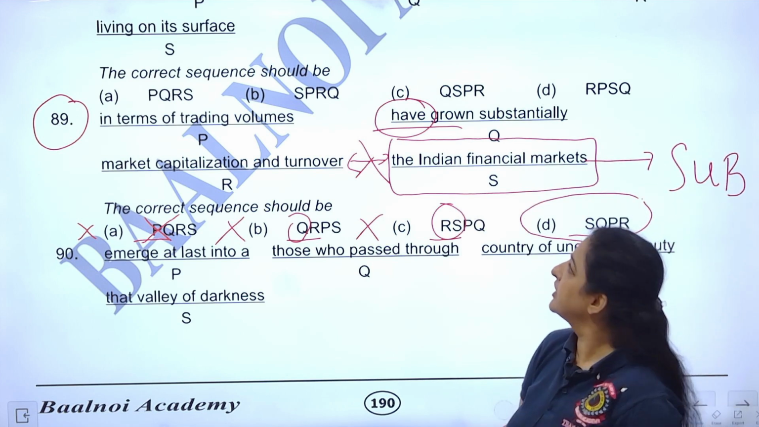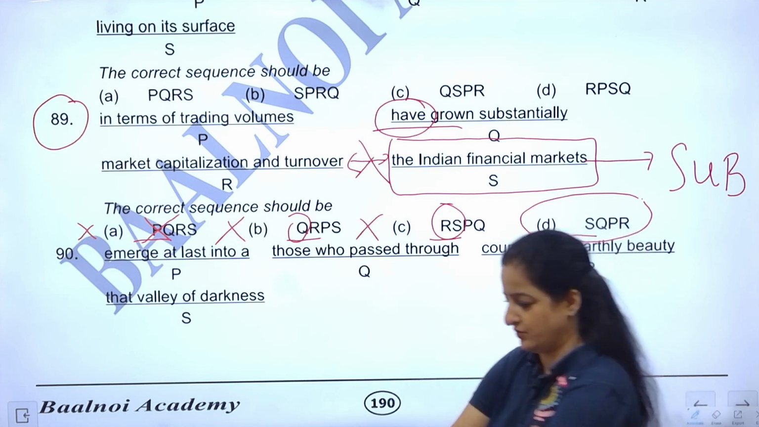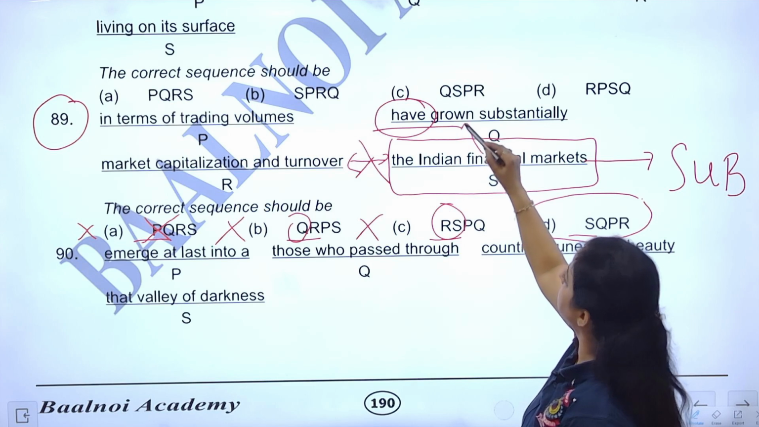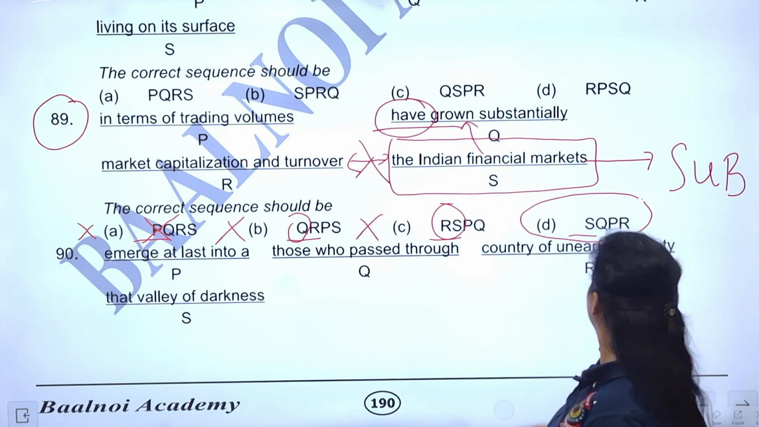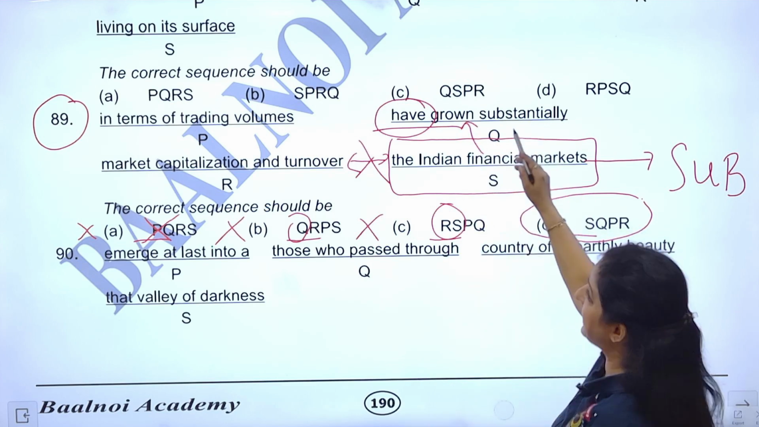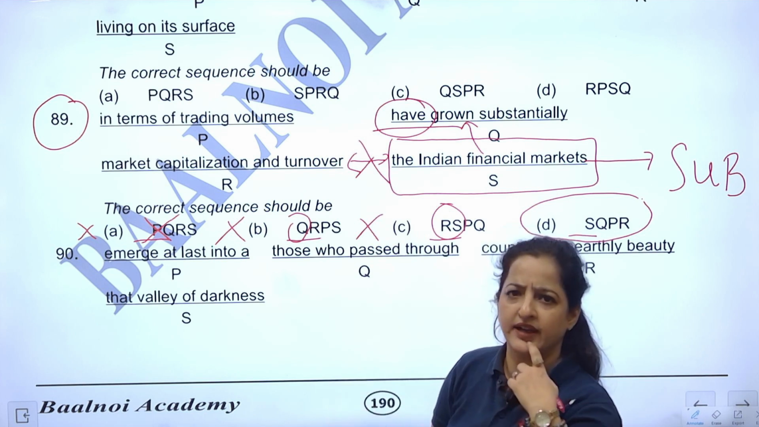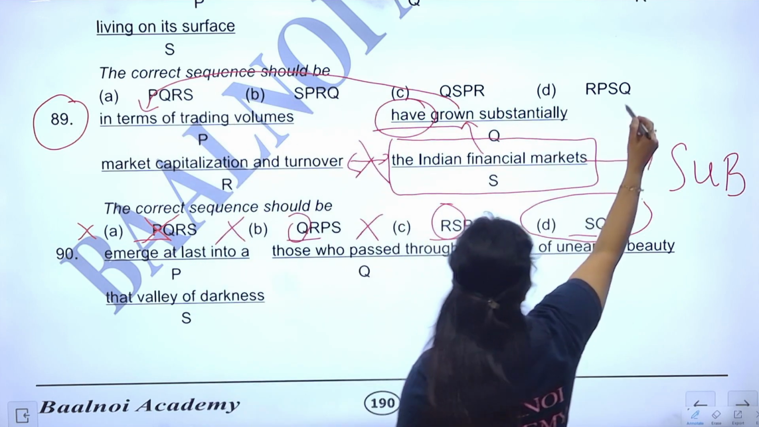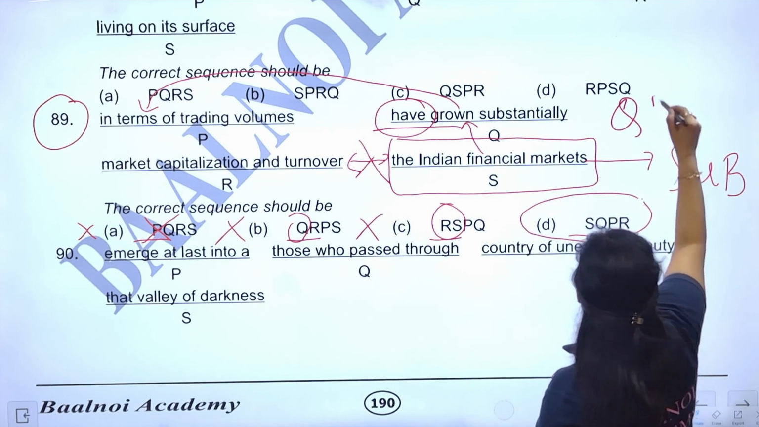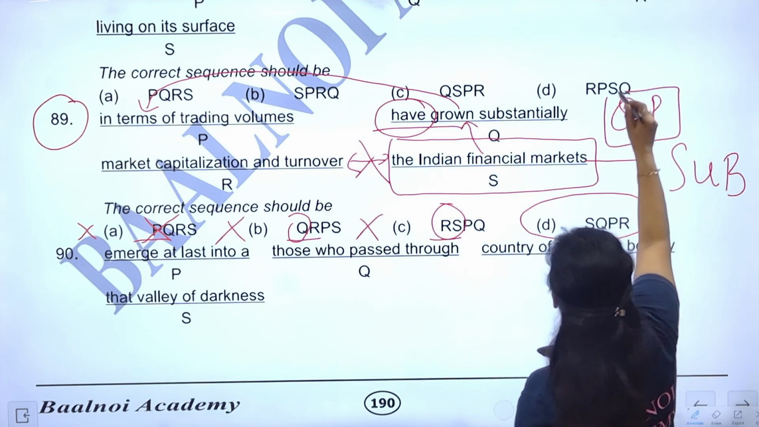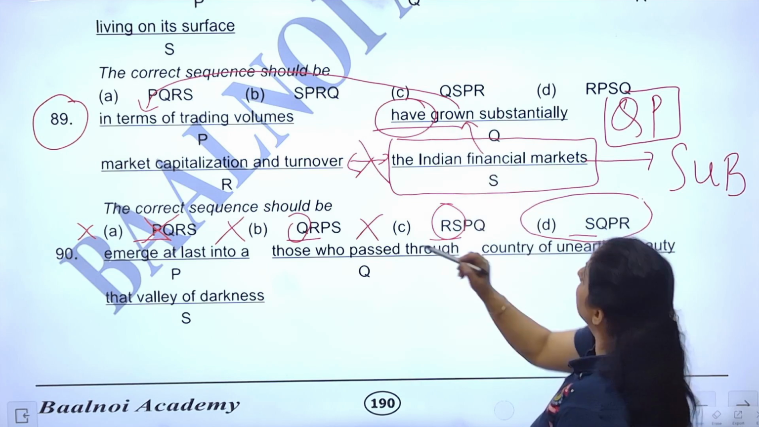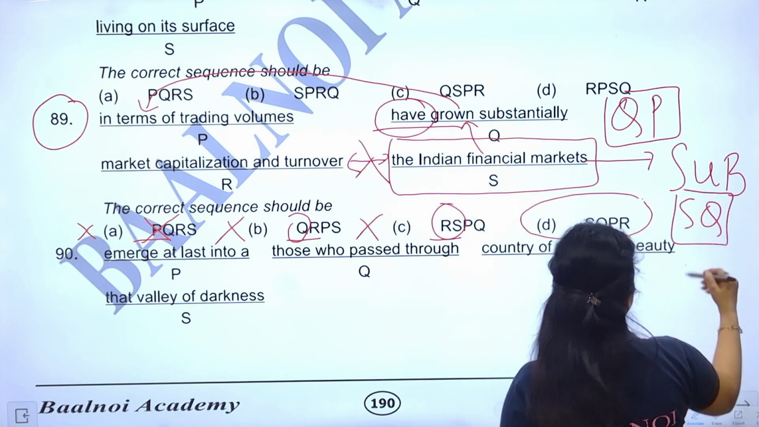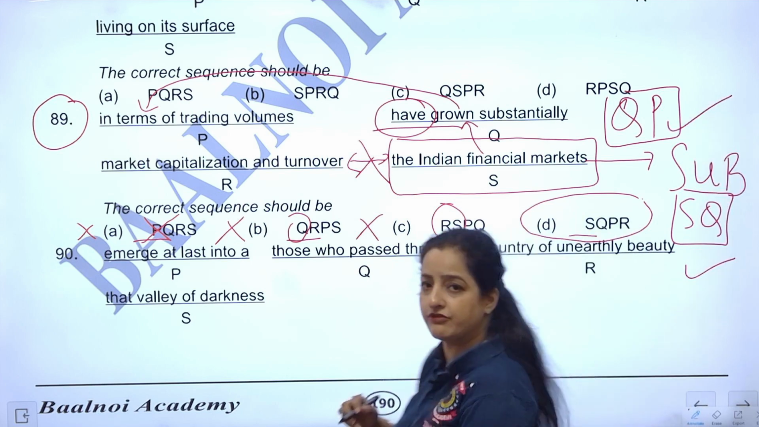Then after that, we should have a verb, subject, verb, object. The Indian financial markets have grown substantially, the verb came. And then what happened? Have grown substantially. In what sense have they grown? In what terms? Have grown in terms of. So this way, even Q and P is a mandatory pair. Grown in terms of. This way, S and Q also is a mandatory pair. SQ, wonderful pair. QP, wonderful pair.